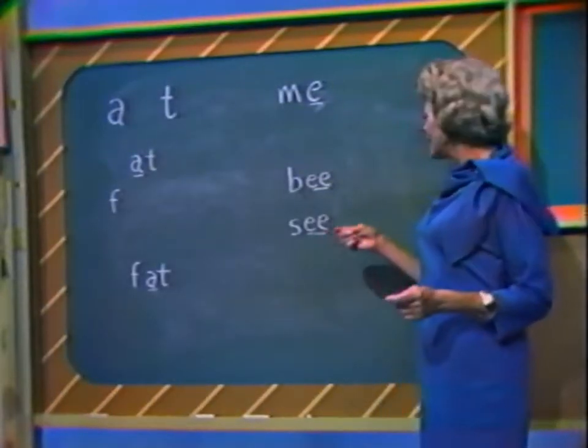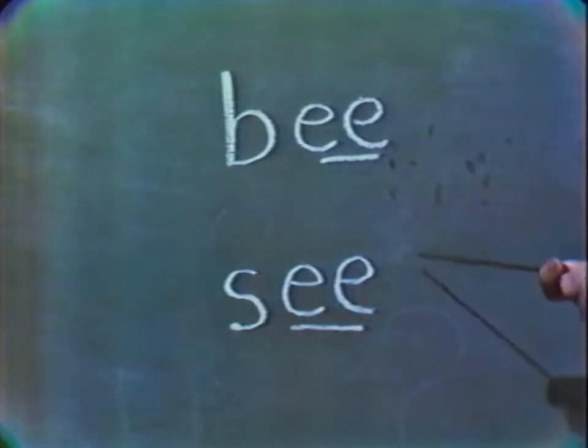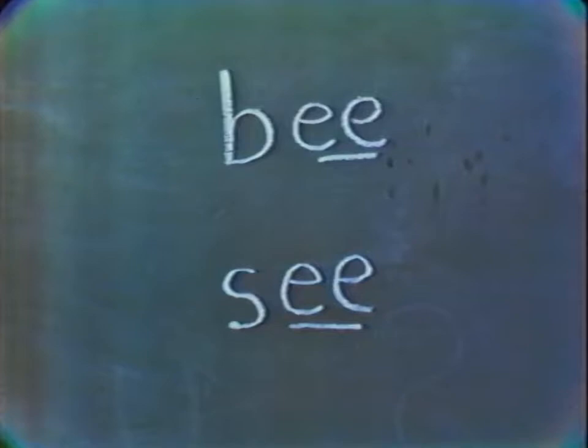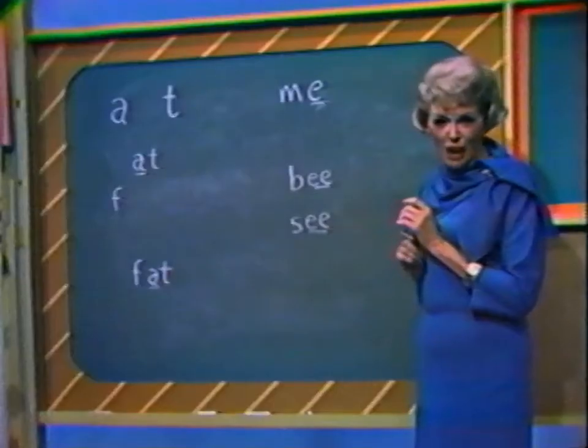Now, some words end with 2 E's, such as bee. A bee makes honey. And see the honeybee. And you always give those 2 E's the long vowel sound.